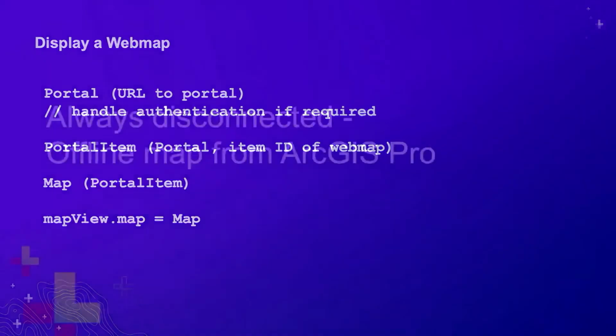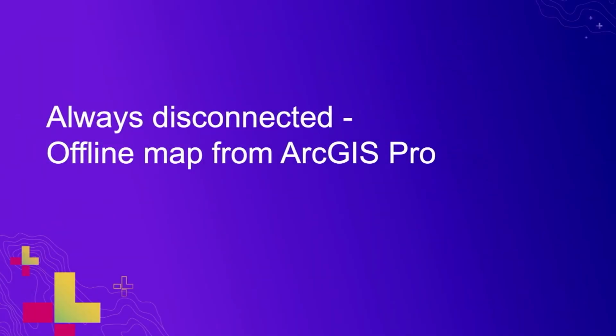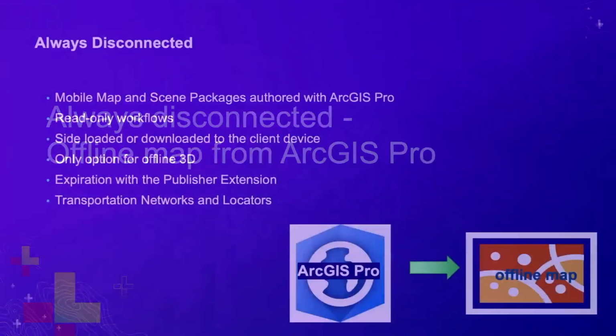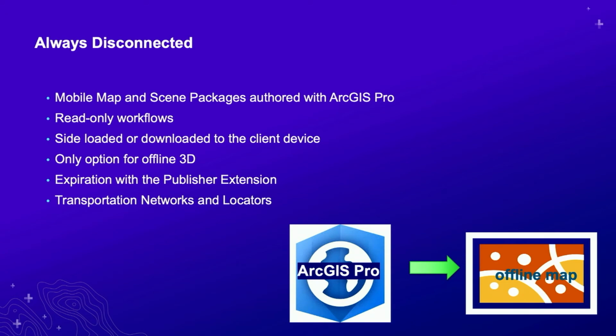Let's look at working in a disconnected mode, when you're always disconnected. This is a workflow where we utilize ArcGIS Pro to create packages. You can create mobile map packages and mobile scene packages with ArcGIS Pro. It's a read-only workflow, so you're using Pro to create the content, create the packages. You're getting these packages loaded up on the device, either side-loading them onto the device or using some other mechanism to download the packages initially onto the device.